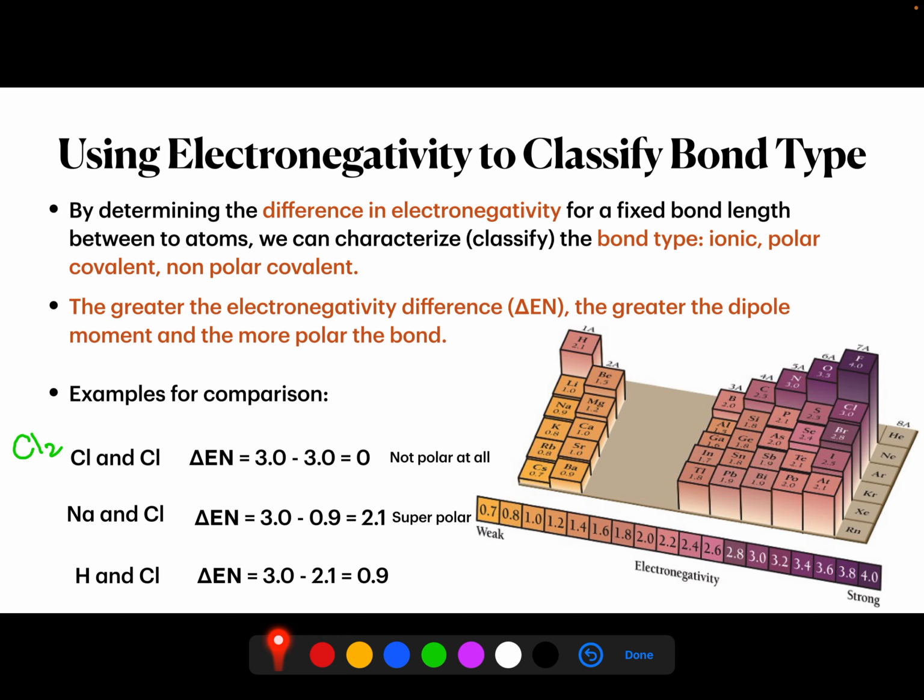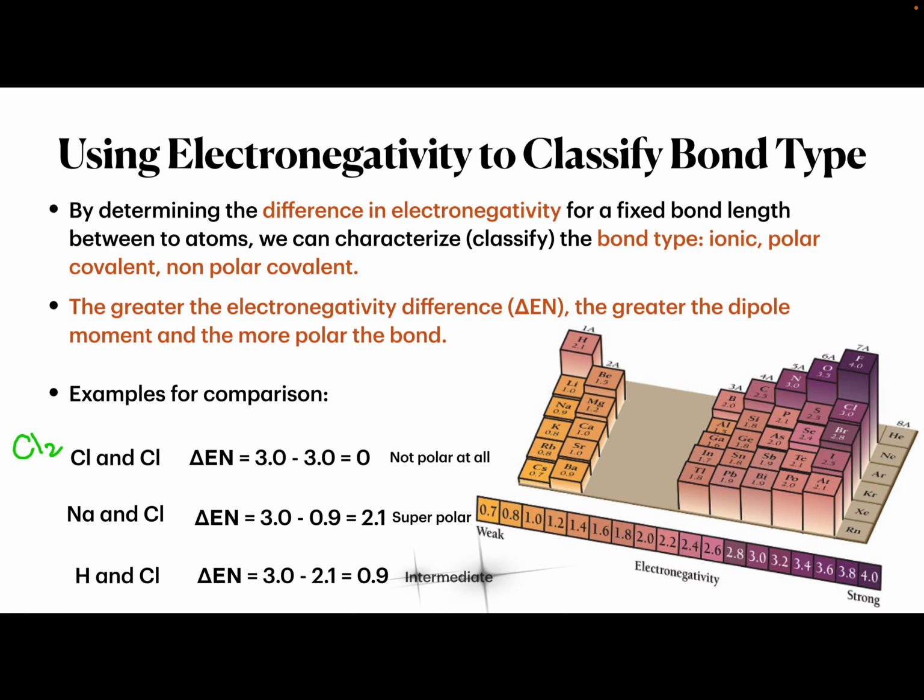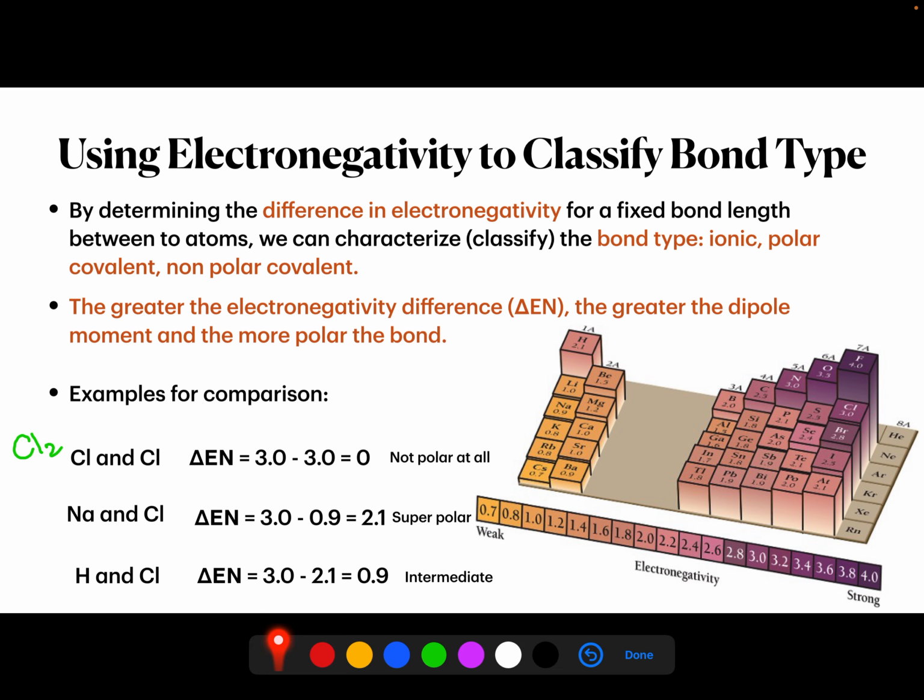How about between hydrogen, another nonmetal, and chlorine, also a nonmetal? Well, the electronegativity value for chlorine is 3.0, minus 2.1, the electronegativity value for hydrogen, and so the difference in electronegativity, the delta EN, would be 0.9. And so that's kind of in between those two values.